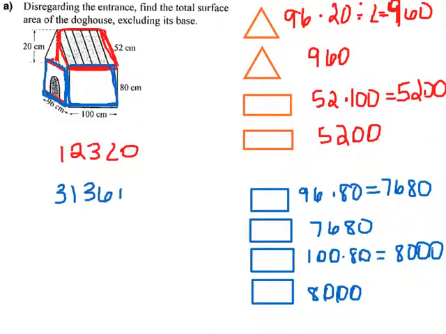31,360. Now to find your total surface area, add together the roof and the base. And so your total surface area is 43,680 centimeters squared.